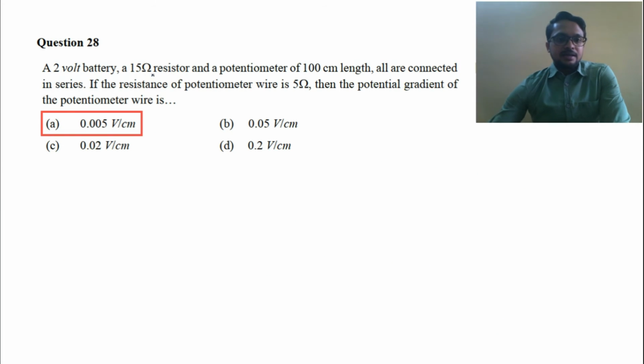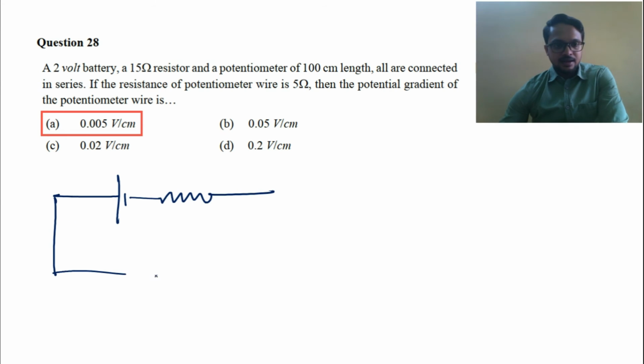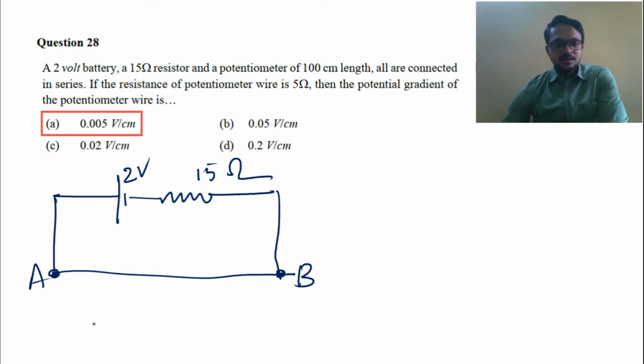A 2 volt battery, 15 ohm resistor and potentiometer of 100 centimeter length all are connected in series. So this is the 2 volt battery, 15 ohm resistor, and this is the potentiometer wire, from A to B. Its length is given as 100 centimeter, and the resistance of the potentiometer is also given, suppose small r, 5 ohm.